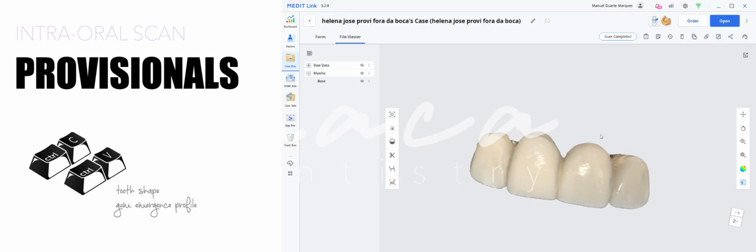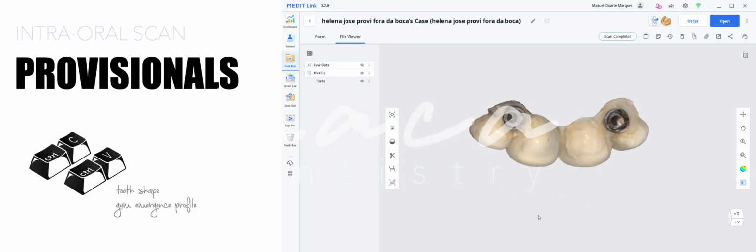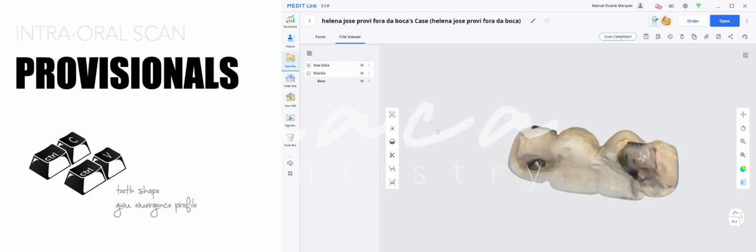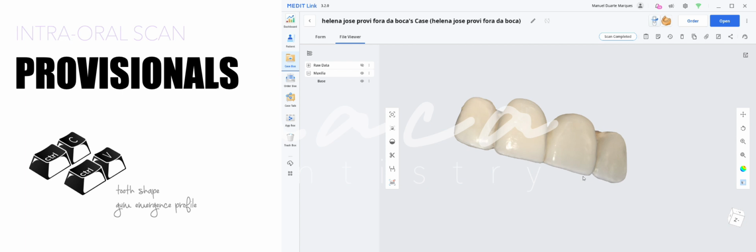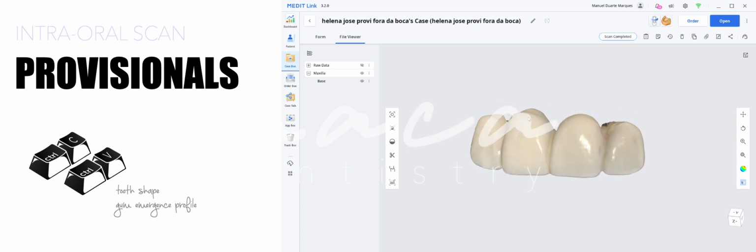Also, this is a very important step for us when doing the final impressions. It is the scan of the provisional restorations. By scanning the provisionals, the lab will be able to copy the tooth shape and the gum emergence profile for the final restorations, saving time on try-ins and making sure we will not lose all the work we made during gum modulation with the provisionals.